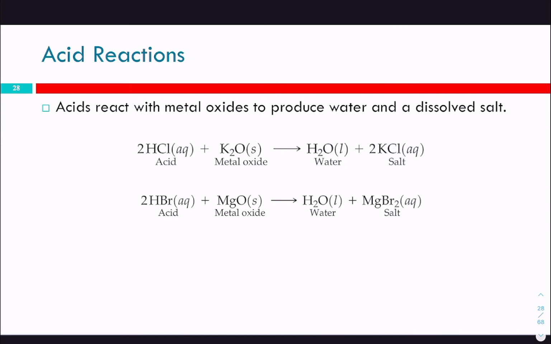Acids can also react with metal oxides. So if you had something like potassium oxide, here we're getting a reaction more similar to a neutralization, where we're making water instead of hydrogen. But again, we're ending with a salt that comes from the anion of the acid and the cation of the metal oxide.